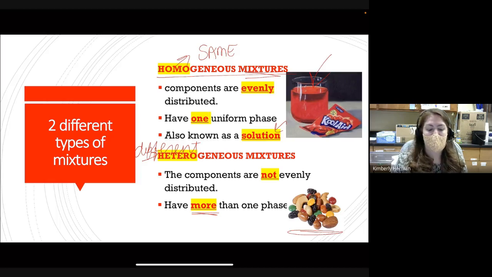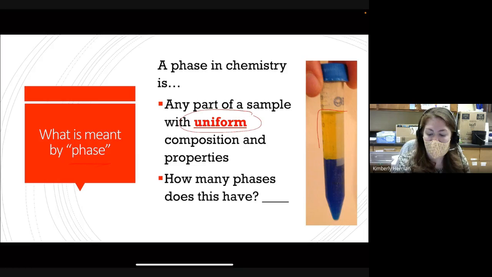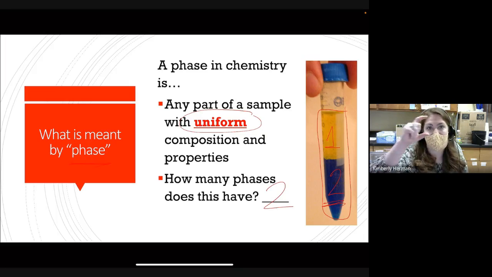So what is meant by the word phase on the last slide? A phase is just a uniform composition and uniform properties. So if we take a look at our solution here, we're going to see how many phases it has. It has our top phase, which appears to be oil, and then it has its bottom phase, which is probably food dye in water. So we're going to have two phases in this because we can see two distinct layers.